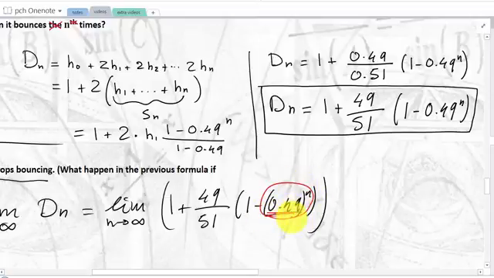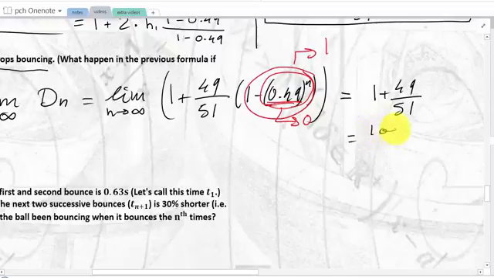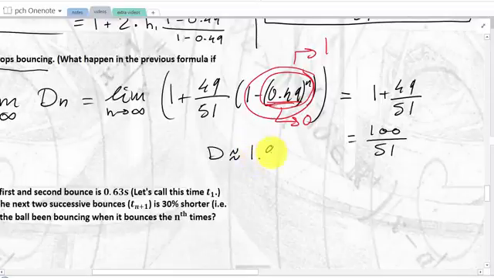This has a base smaller than 1, so it goes towards 0. Therefore, 1 minus 0 approaches 1, and therefore the whole sum approaches 1 plus 98 over 51. So that would be 149 over 51, and therefore, if you type that in your calculator, you would find d is about 2.92 meters.